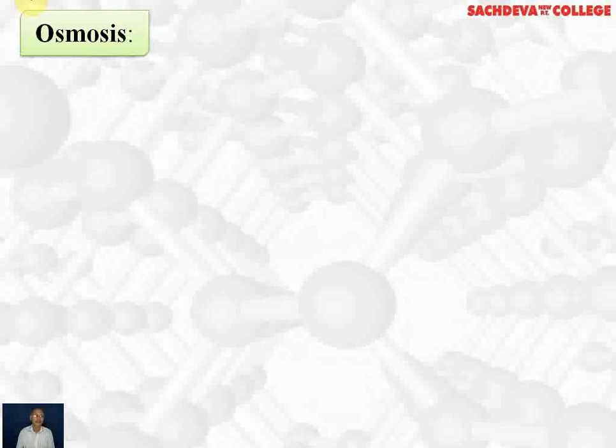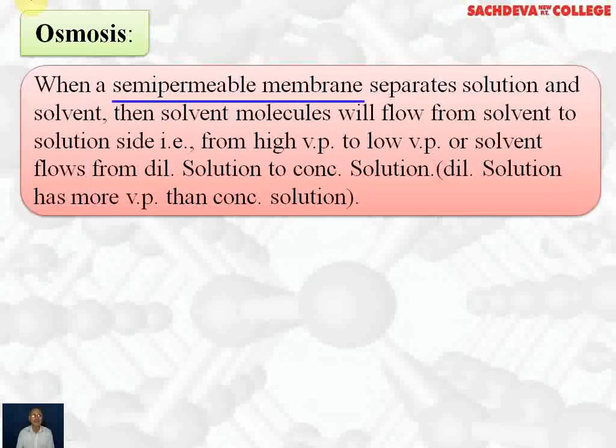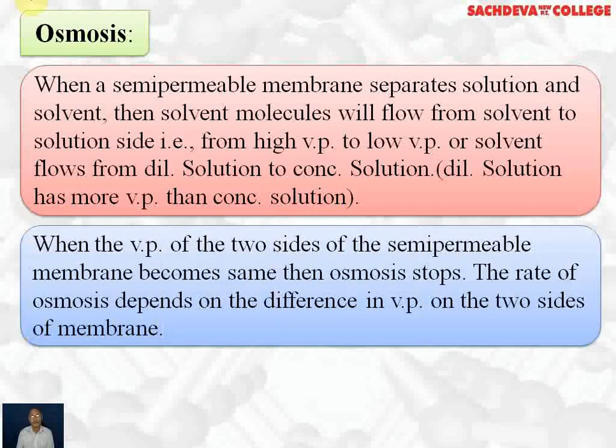Next topic we are going to take up is osmosis. When a semi-permeable membrane separates solution and solvent, then the solvent molecules will flow from solvent to solution side. That is, from high vapor pressure to low vapor pressure, or solvent flows from dilute solution to concentrated solution, because dilute solution has higher vapor pressure than concentrated solution. When the vapor pressure of two sides of the semi-permeable membrane becomes same, then osmosis stops. The rate of osmosis will depend upon difference in vapor pressure on the two sides of membranes.